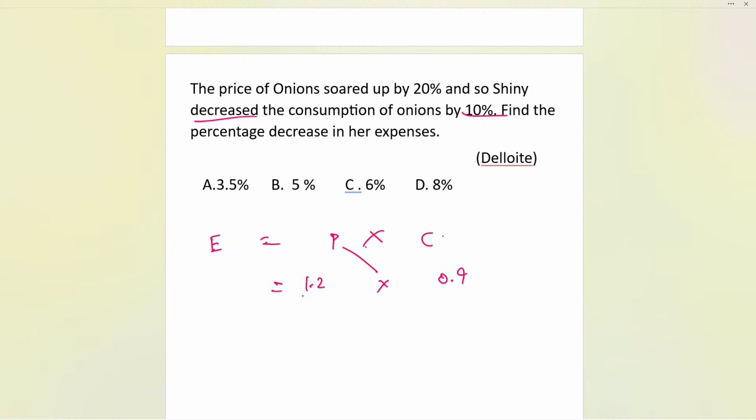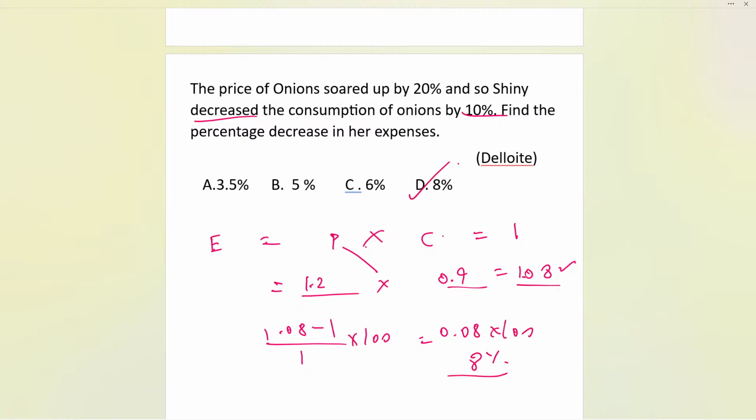So we need to multiply these two, and you will get 1.08. This is the final expense. Earlier, the expense was only 1. So 1.08 minus 1, upon the initial, which is 1, multiplied by 100, that is 0.08 multiplied by 100, so 8% is the answer. That is D, the answer we are all getting. Great, yes, you gave the correct answer.